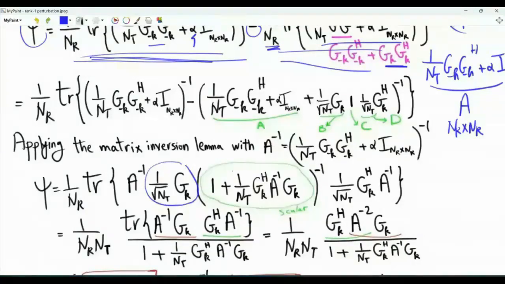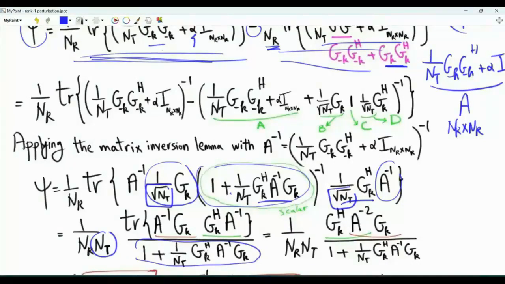After applying the matrix inversion lemma, psi is 1 over NR, the trace of A inverse, and then B, which is this column vector, and on the other side we have A inverse, and here we have D, which in our case is the Hermitian of this vector, and then between them there is the inverse of the matrix C inverse, which is just 1, plus D A inverse B, this quadratic form. Note that what we have here is just a 1 by 1 matrix, a scalar. We can write psi as 1 over NR, and then the square root NT and square root NT can be written as NT in the denominator. This inverse is just this factor in the denominator, 1 plus 1 over NT, G_k Hermitian A inverse G_k. In the numerator, we have the trace of A inverse G_k times G_k Hermitian A inverse.